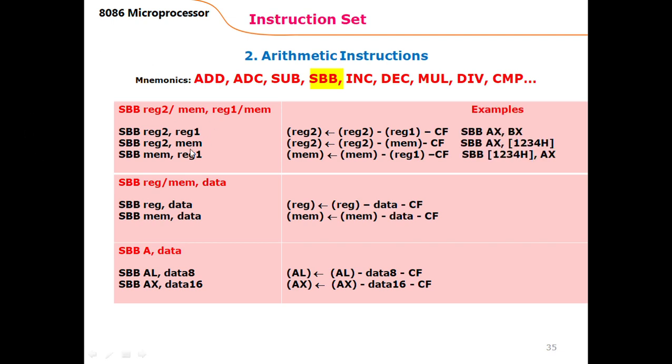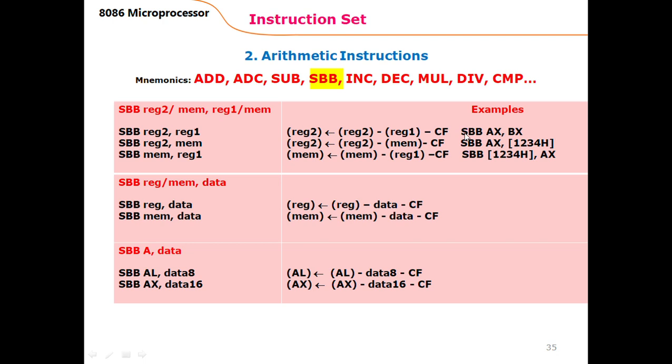In the first category, there are two operands, and both of the operands can be a register or a memory. Remember that even in this instruction, subtraction with borrow, both of the operands cannot be memory at the same time. When both of the operands are registers, then the content of register 1 and the content of the carry flag are subtracted from the content of register 2, and the result is stored back into register 2.